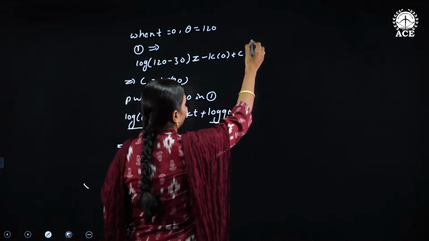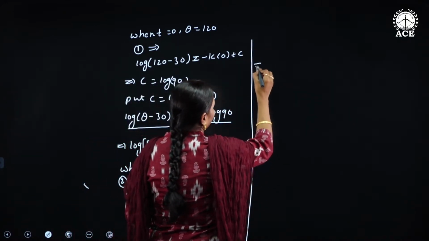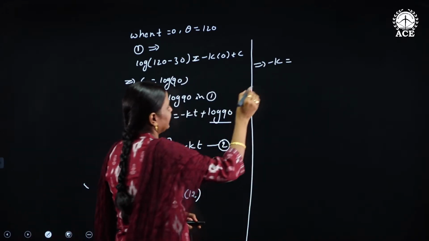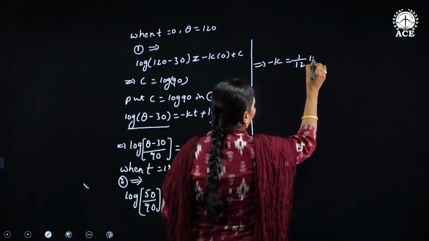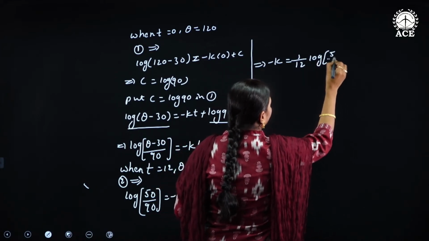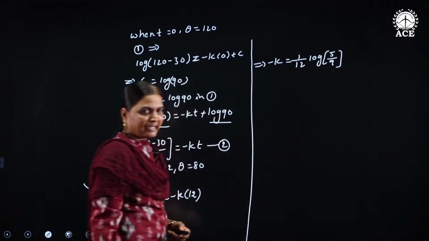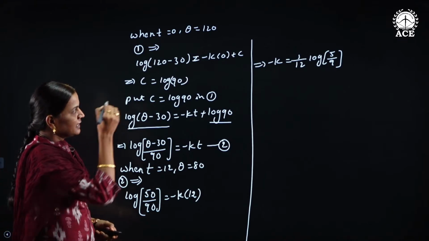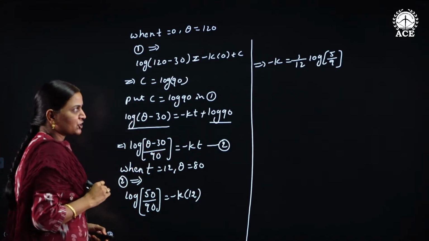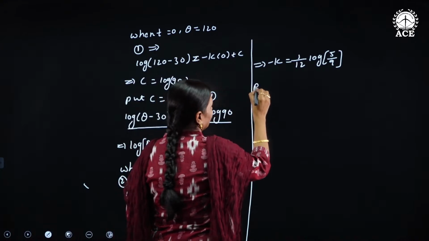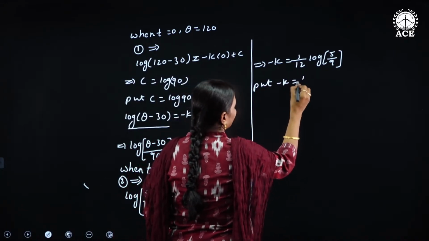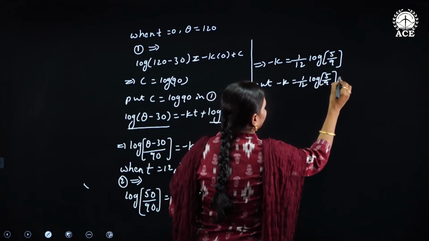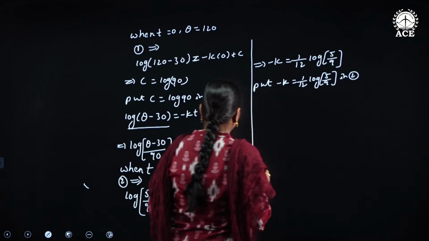Now here, using this condition, find out the minus k value. So what is the minus k value? That implies minus k is equal to, if you take 12 to the left side, 1 by 12 into log of 5 by 9. This is the minus k value. Again, what is our next step? Apply the substitution procedure. Substitute the minus k value in equation 2.